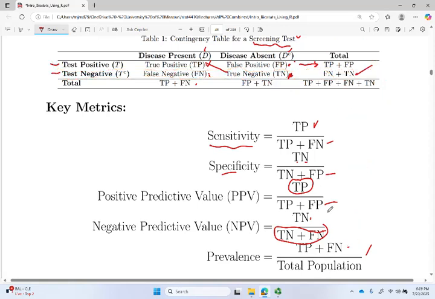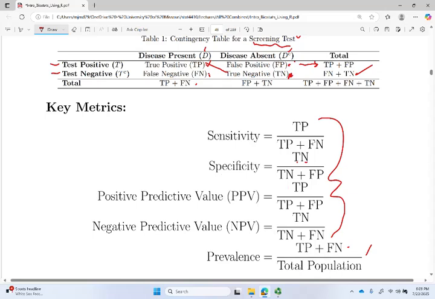Now, what I think a lot of people don't realize is that these are all what are called conditional probabilities. Someone says, well, the specificity of the test is 95%. What does that mean? Specificity is a conditional probability.